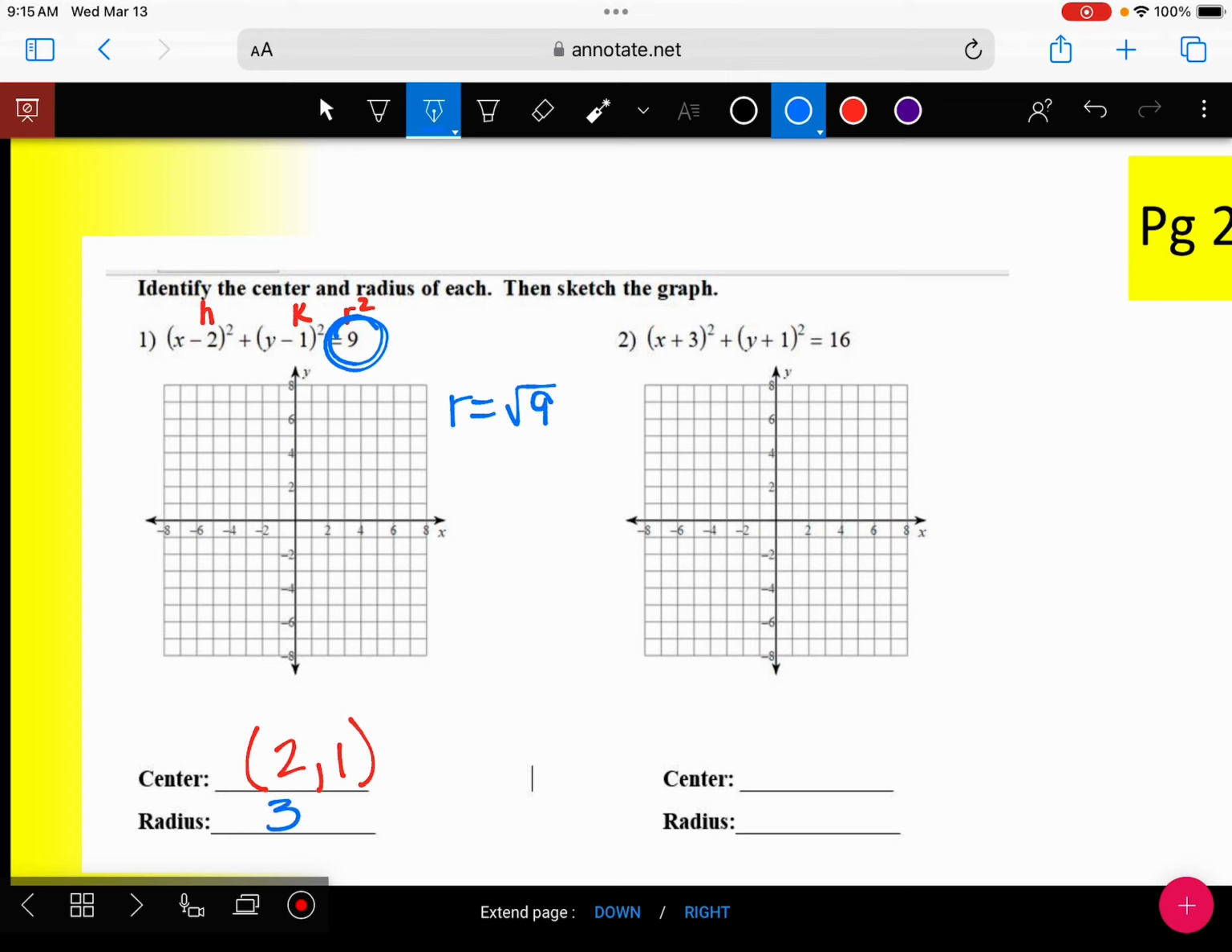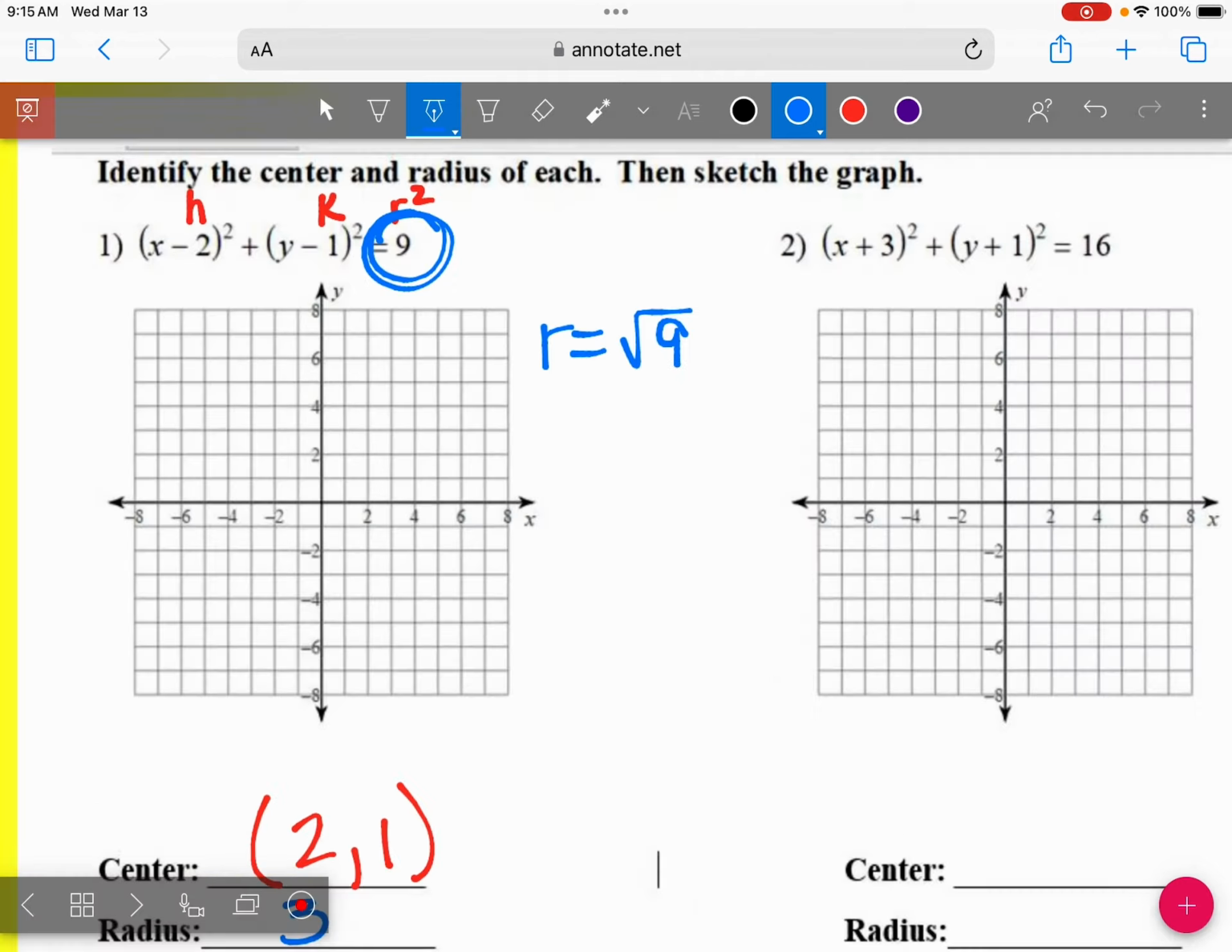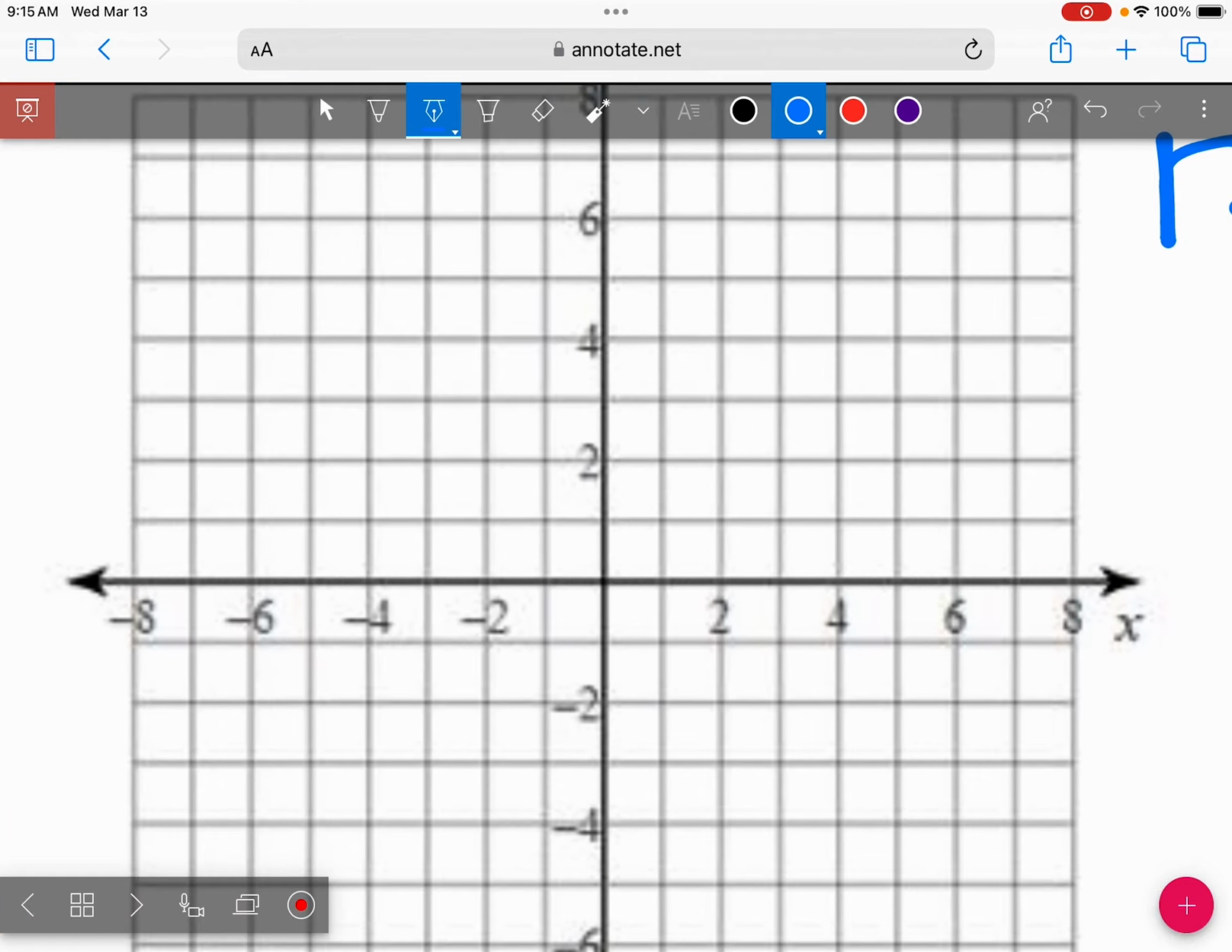So the first thing we're going to do is put our point at 2, 1. So let me zoom in. So I'm going to put a point at 2, 1. So that would be right here. So that red dot, that's my center. Who had that? So your radius is 3.